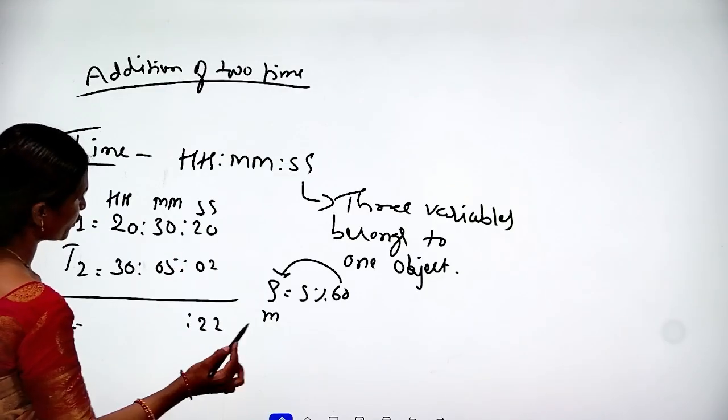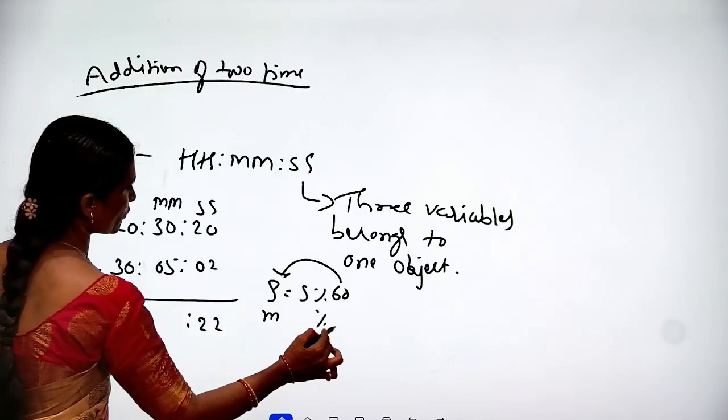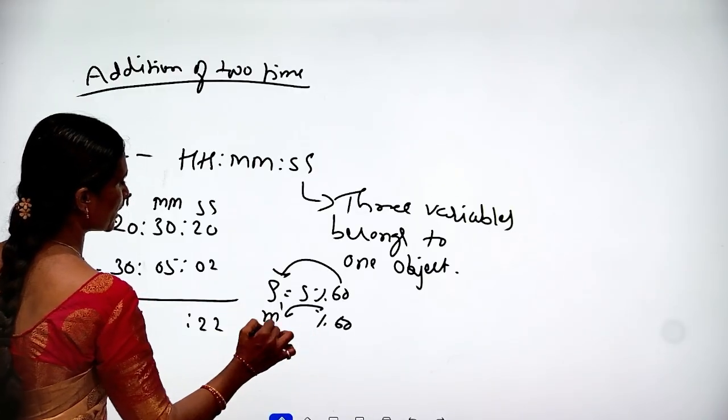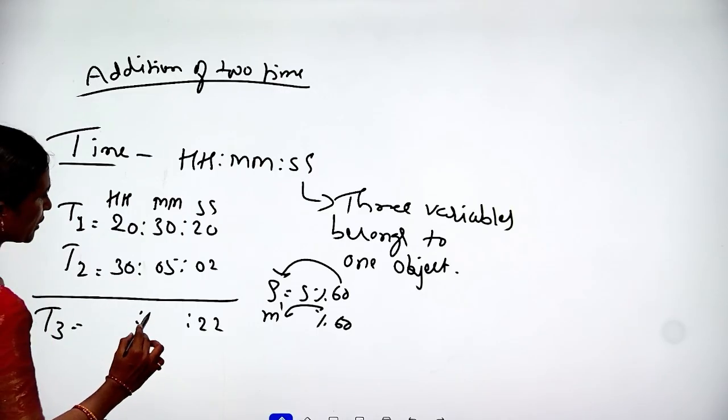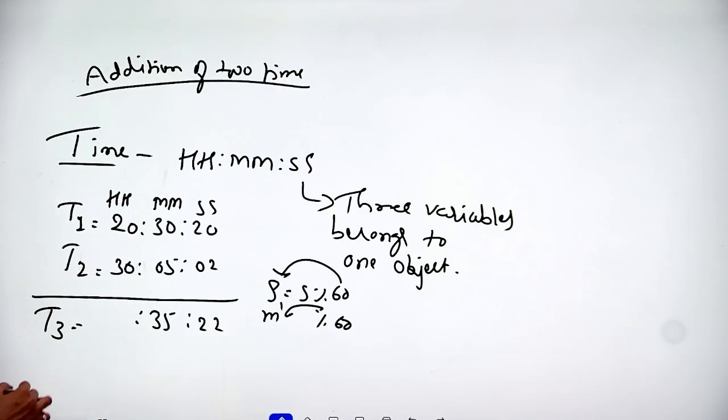So it will be 22 seconds. Minute is also the same: mod by 60, so it will become 1 minute, otherwise it will convert into the hour. So here it is 35 minutes.